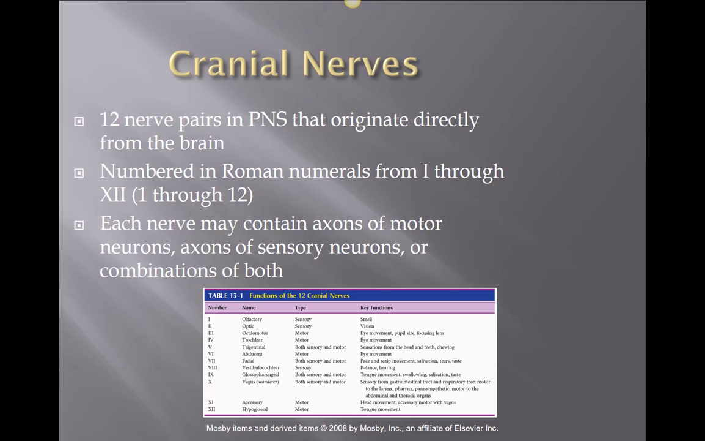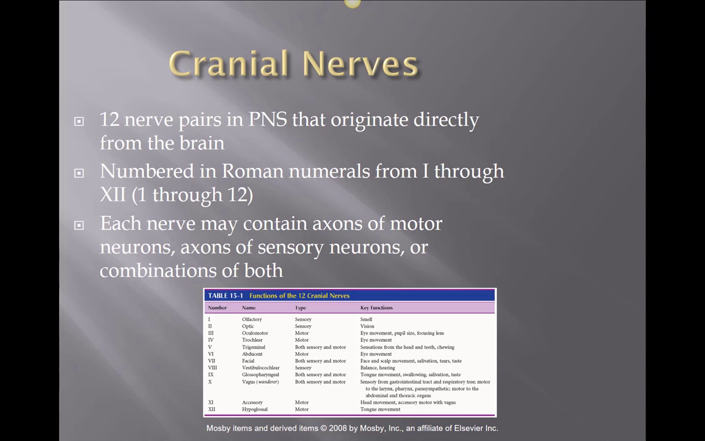Cranial nerve number 5 is the trigeminal. It's both sensory and motor. It takes sensation from the mouth and around the head, from things like chewing, the teeth, and certain areas of the head. And it's important for things like mastication, moving and chewing with the mouth.